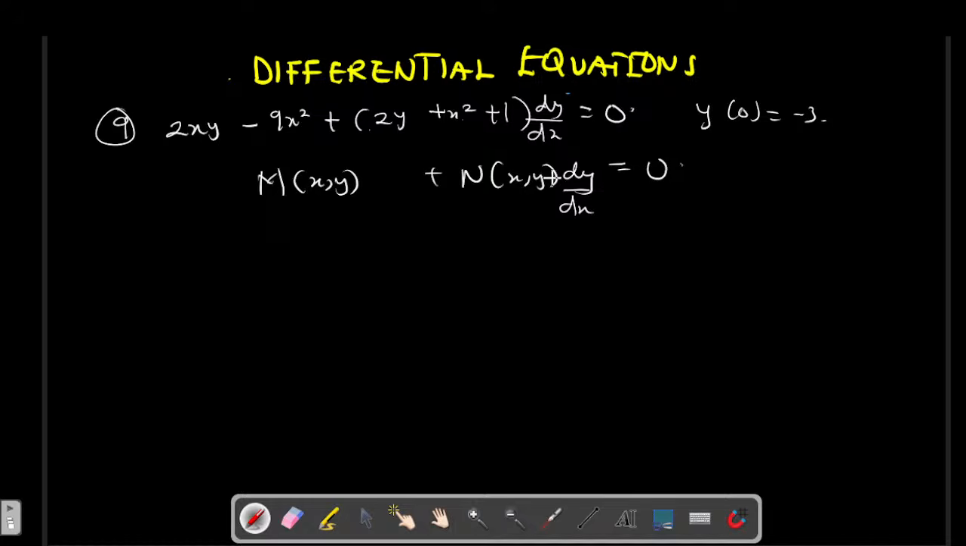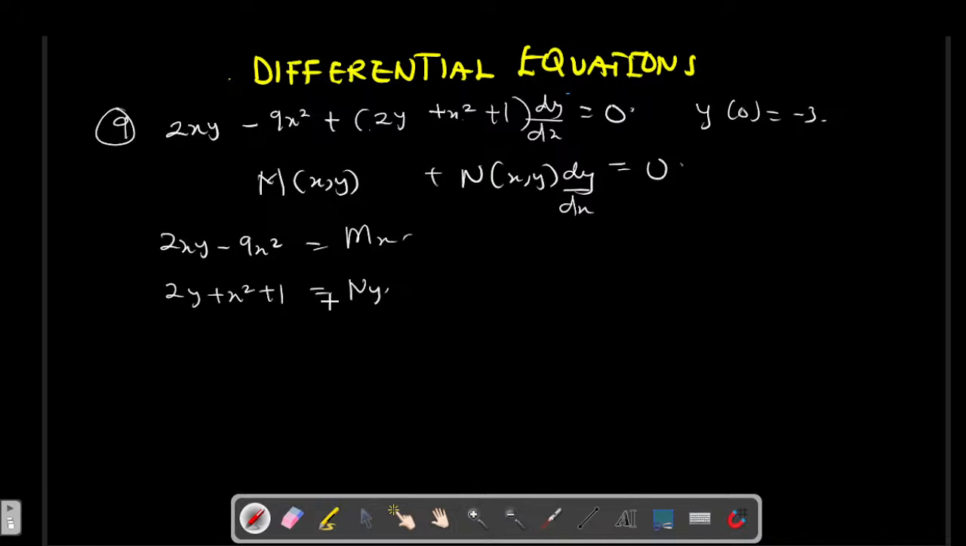Interestingly, an exact differential equation has a way of testing whether it's exact or not. It has two different functions, the M function and the N function, where the N function is always attached to the dy/dx. So I'll have 2xy minus 9x squared, and that is my M, the function attached to dx. Then I'll have 2y plus x squared plus 1 as my N. That's my N function.